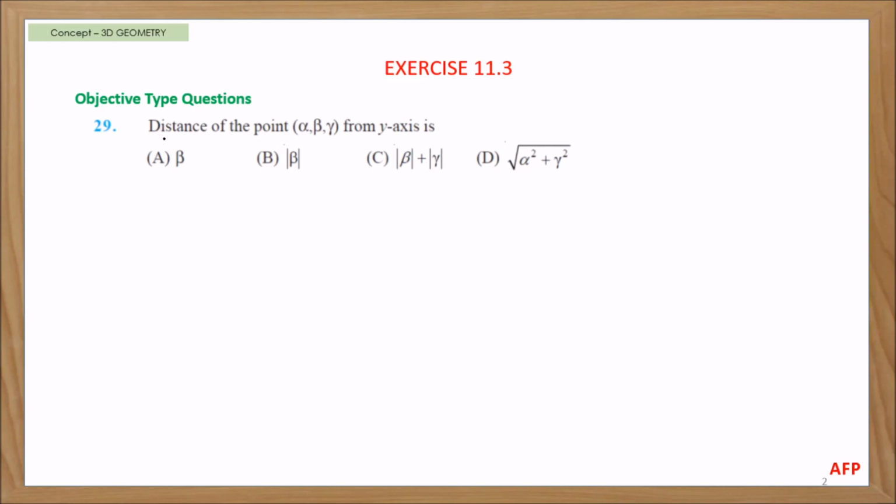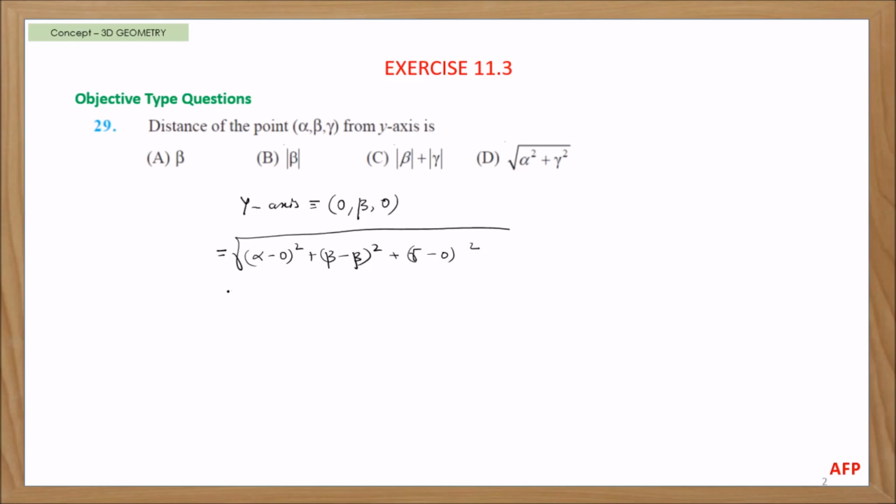Find the distance of a point alpha, beta, gamma from the y axis. On the y axis, the x ordinate and z ordinate will be 0 and the y ordinate will be as it is. So I can find the distance. The distance formula is the square root of alpha minus 0 whole square, plus beta minus beta whole square, plus gamma minus 0 whole square. So it is nothing but the square root of alpha square plus gamma square, which is option D.